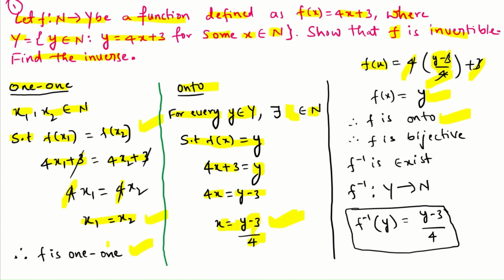f is one-one, f is onto, then f is bijective. Then f is bijective means f inverse exists. Then this is a function from Y to N. Then f inverse of y is (y minus 3) by 4, that we already found. Okay, this is an invertible function. Let me move to the next one.